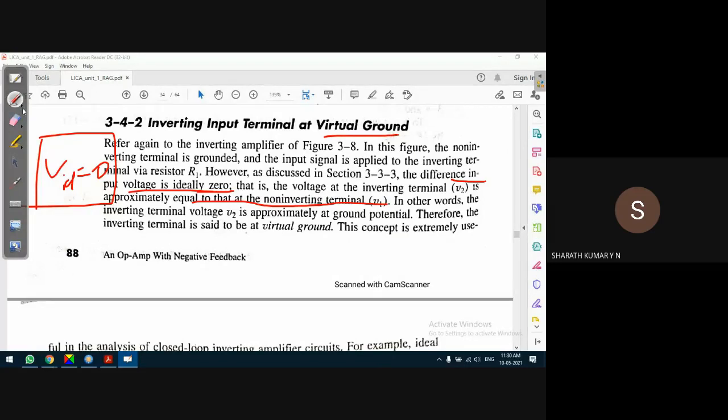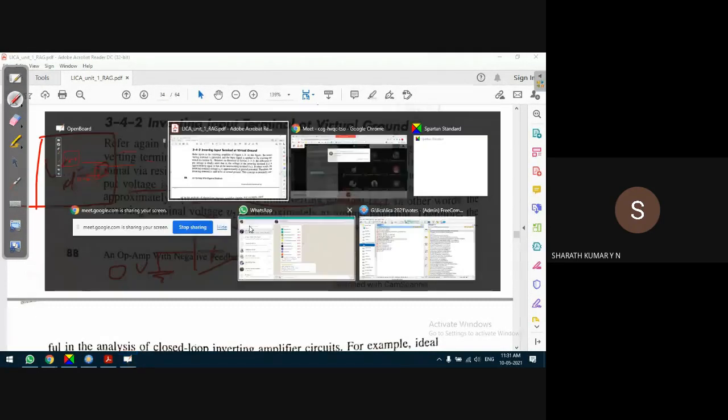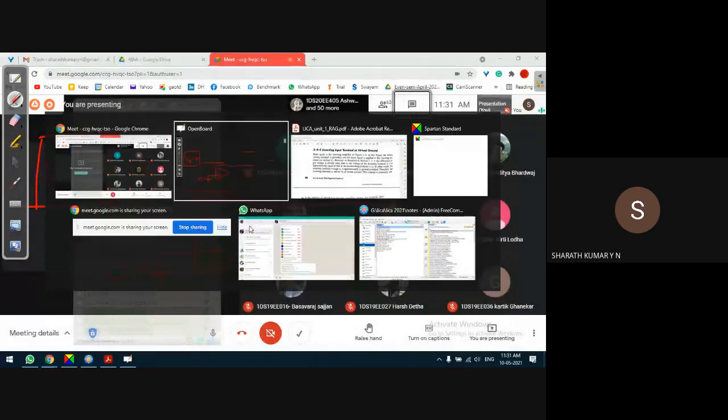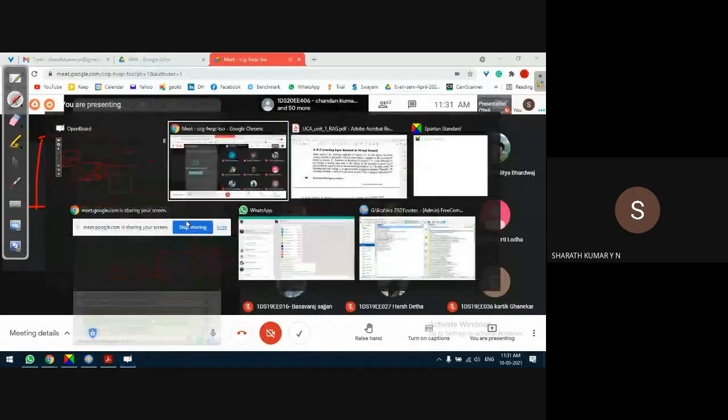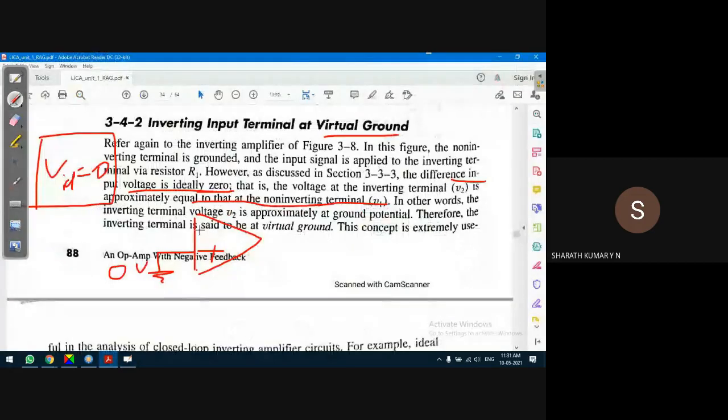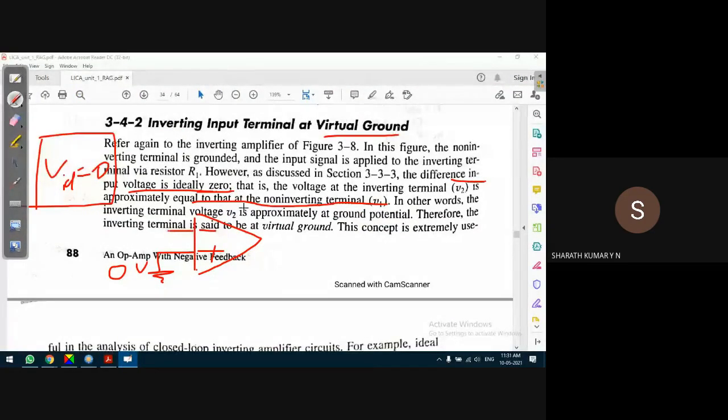The non-inverting input terminal is connected to ground, so its voltage is 0. It is at 0 potential, and so the inverting input terminal is also forced to be at 0 potential, not physically, but virtually. In other words, the inverting input terminal voltage V2 is approximately at the ground potential. Therefore, the terminal is said to be at a condition called virtual ground. We say that it is virtual.